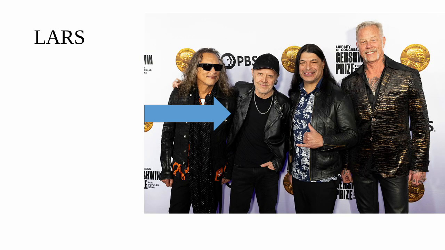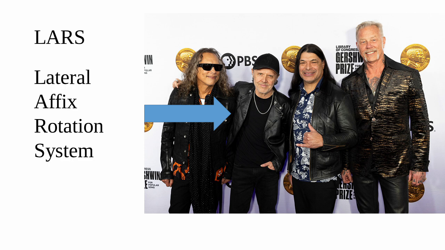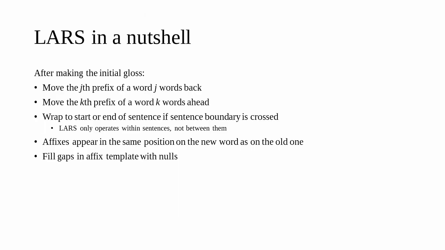LARS is short for Lateral Affix Rotation System. The principle of LARS is very simple. Move the various prefixes and suffixes off of the root they're normally associated with to a different one altogether. Specifically, move the jth prefix of any given word j words back to become the jth prefix of the new word, and likewise move the kth suffix k words ahead to make it the kth suffix of the new word. For example, the second suffix of a word pre-LARS becomes the second suffix of the word 2 spaces ahead post-LARS.